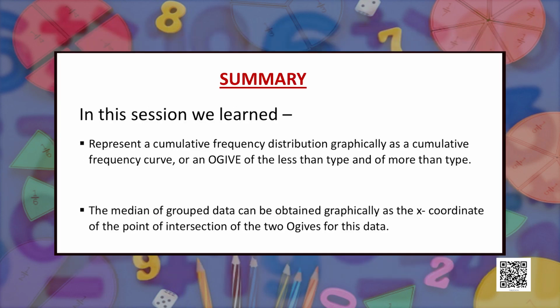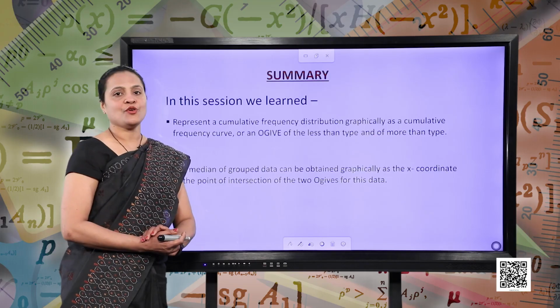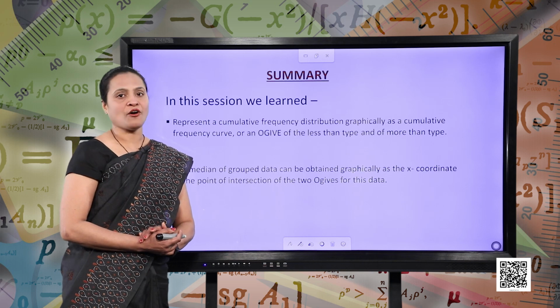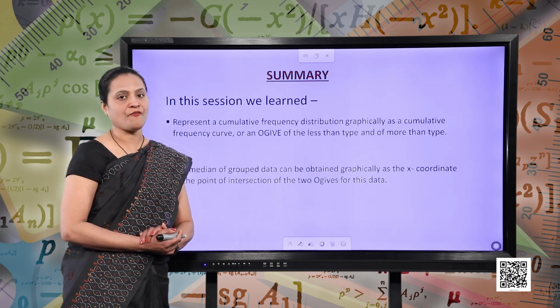In today's session, we learned to represent a cumulative frequency distribution graphically as a cumulative frequency curve or an ogive of the less than type and of the more than type. Then the median of grouped data can be obtained graphically as the x coordinate of the point of intersection of the two ogives for this data. I hope you have understood the plotting of ogives in both types of data.